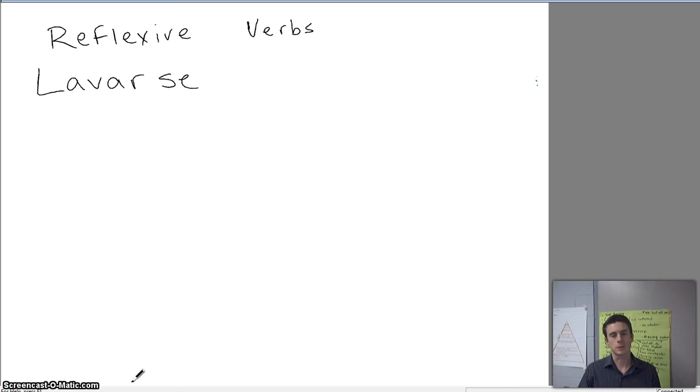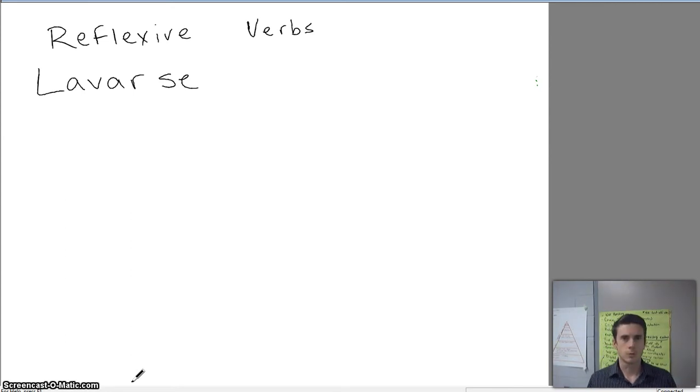These reflexive verbs are verbs where the doer of the action is the recipient of the action as well. So, for an example, if I wash a car, I'm doing the action, the car is receiving the action. That's not reflexive. If I'm washing myself, I'm doing the action, I'm receiving the action, that's a reflexive verb.